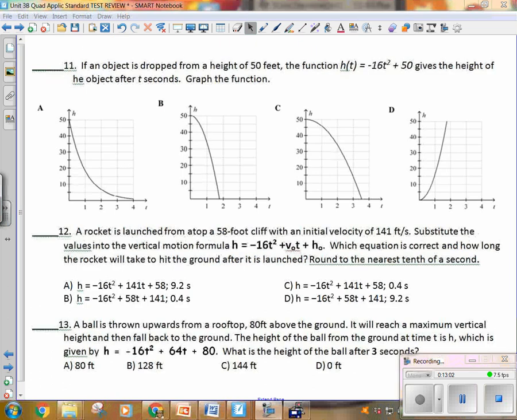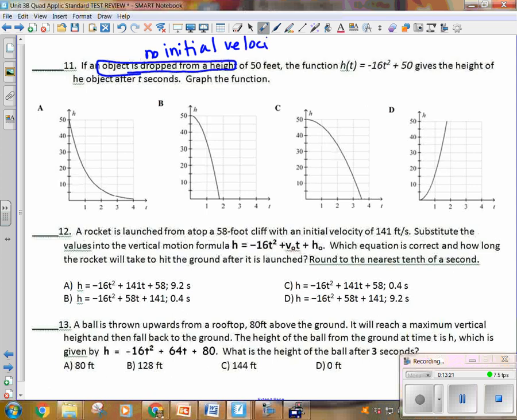If an object is dropped from a height of 50, the function gives us the height. Well, if we just take a look at the graphs, remember, we're just dropping this. And we mentioned that if you just drop something, you're just dropping it from a height. That means that it has no initial velocity. Basically, you're just holding it out there. It has 0 speed to begin with. And again, that's why my equation only has 2 parts.